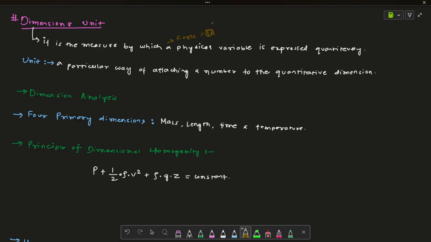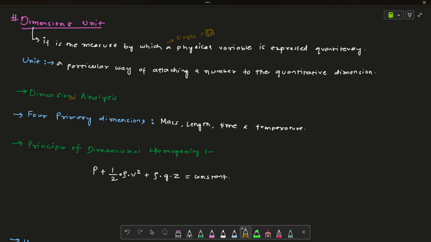The third point is dimensional analysis. What dimensional analysis means, we will understand in the upcoming points. This dimensional analysis is very important, as most of the correlations have been developed through it only.